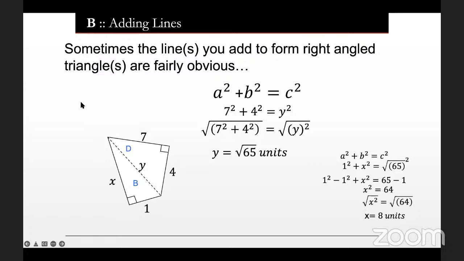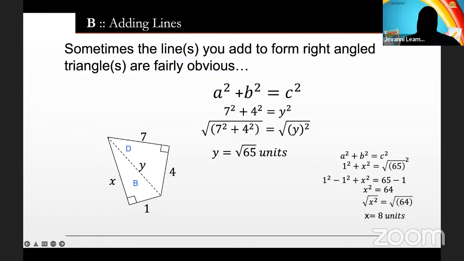Okay. So the value of x is 8 units. And that would have been how we would have found the 2 values for those 2 lengths that are unknown in this particular compound shape. All right. Oh, one more thing.